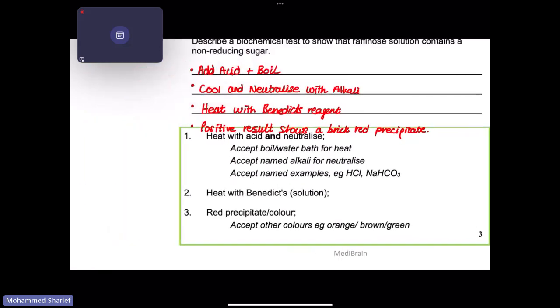If you have a look at the mark scheme, heat with acid and boil, heat with acid and neutralize, sorry. We've just put that in two different points, which is completely fine. Heat with Benedict's solution, which is fine, and then red precipitate for a positive result. So we've gained our 3 marks in that question. Notice anything in bold: if you don't have both parts of the point, then you're not getting the mark. So you could have said heat with acid and neutralize, or you could have put that as 2 separate points. It doesn't really matter, but you need to have both points for 1 mark.